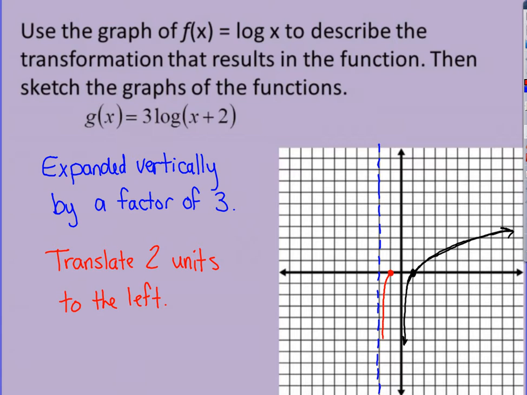Our graph is still going up, but it's expanding vertically. So it's going to stretch it up more on our curve because it's going to be 3 times up.